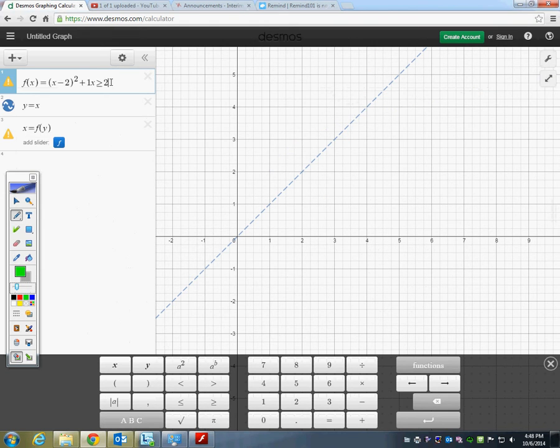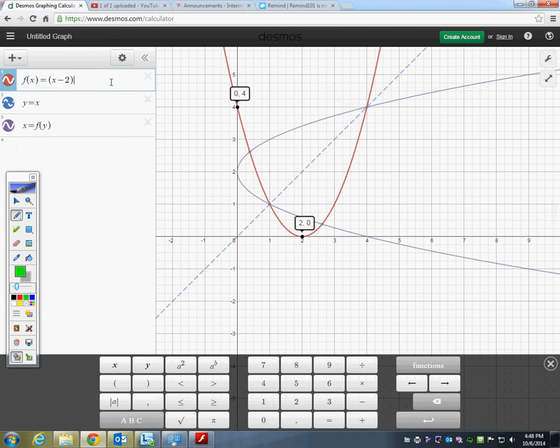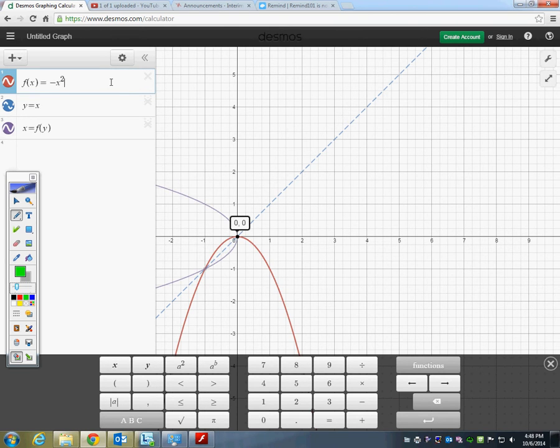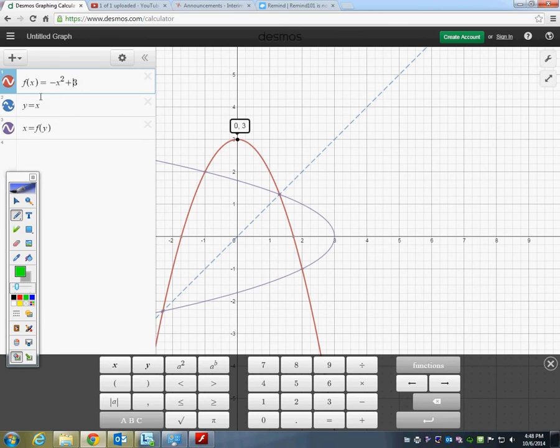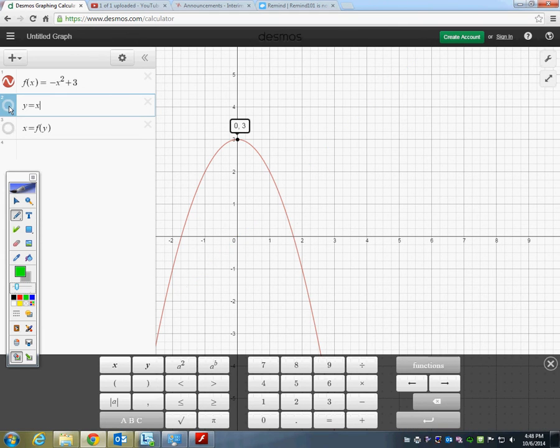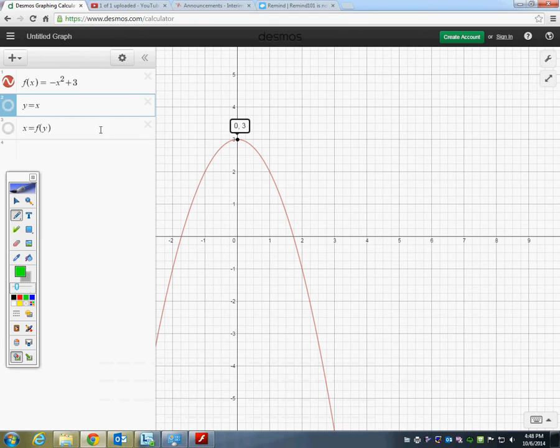So it's -x² + 3. There is the function. It opens downwards because it's a minus x. This is (0, 3), so on the inverse you're going to have (3, 0). Any part that touches the y equals x, that will be a common point.